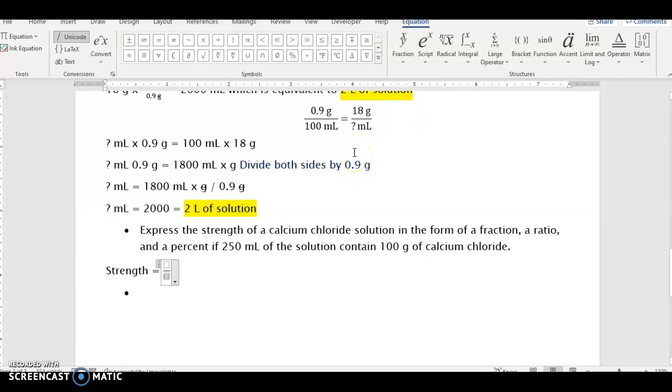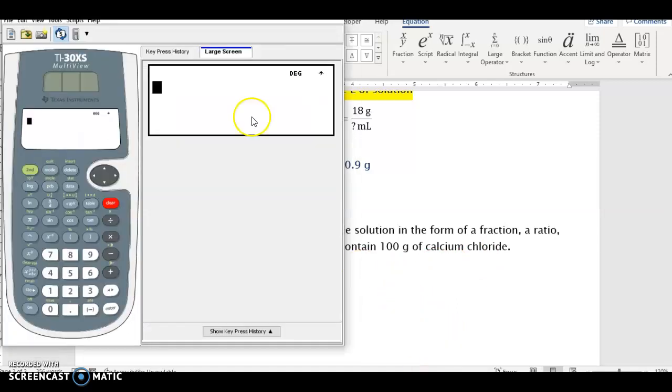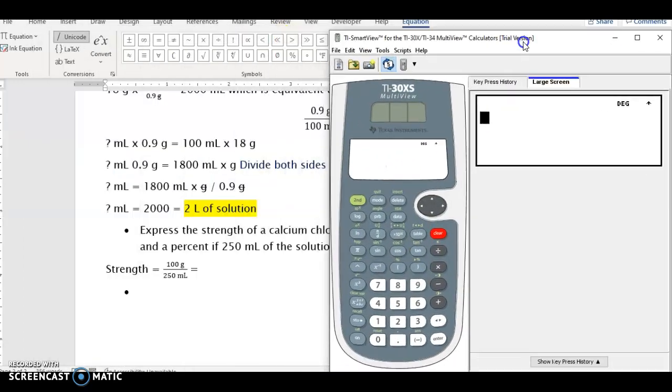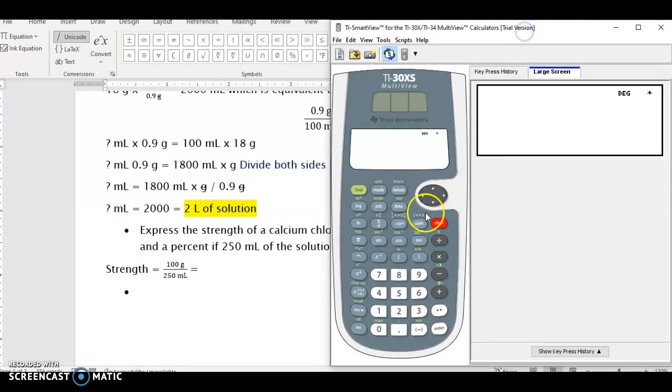Okay, I'm going to start by writing this as a fraction. So we have 100 grams of solute over 250 milliliters of solution. What we now want to do is simplify the fraction, and then we'll have the strength as a fraction. So 100 over 250. You can try to simplify that by hand, or if you have a calculator that can deal with fractions, I would suggest using your calculator to simplify for you. So 100 in the numerator, 250 in the denominator.